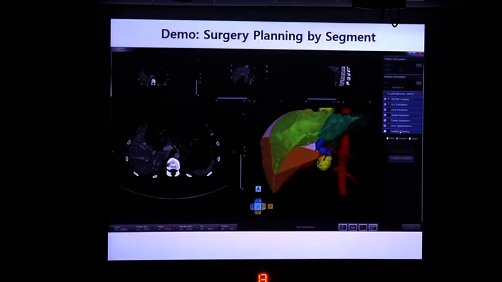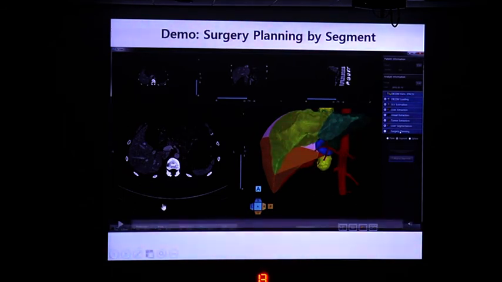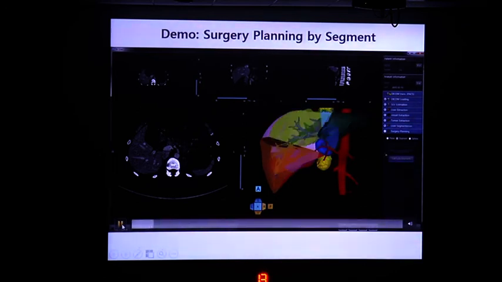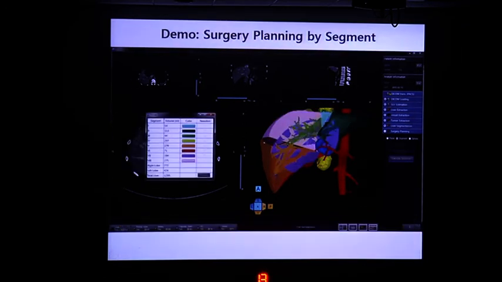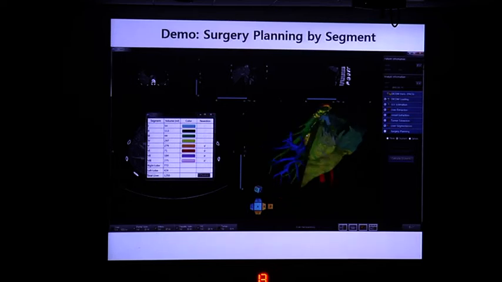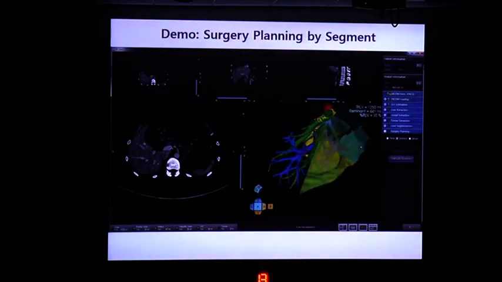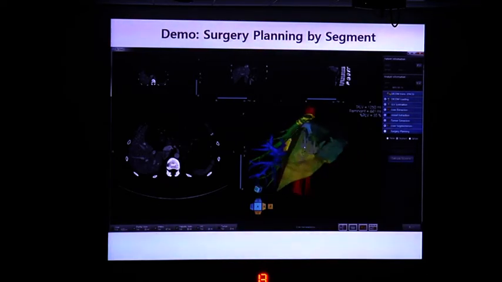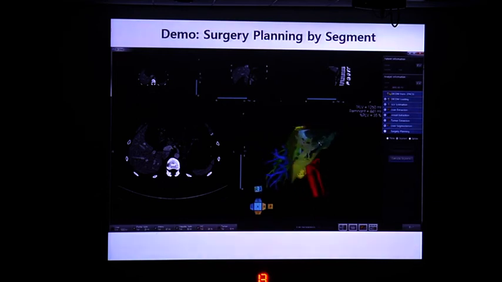Also, with this program, you can image the segment-oriented liver resection. You can just put the segment you want to resect here, like this, and the liver is suddenly resected. And the remnant vascular picture and the remnant liver can be seen clearly.